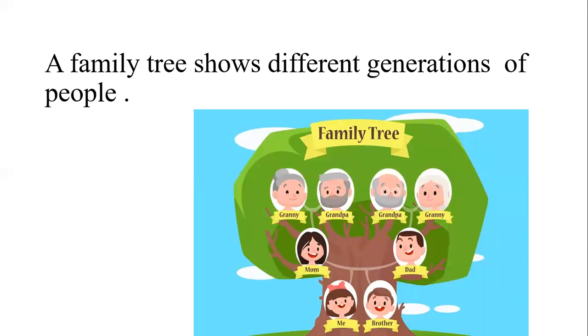What is a family tree? A family tree shows different generations of people. For example, here is a family tree. We have the grandparents at the top, then our parents, and then ourselves and our siblings. So a family tree shows different generations of people.